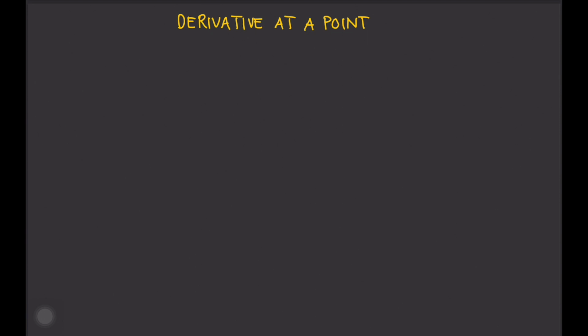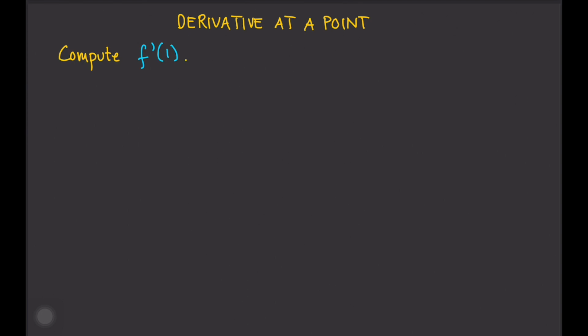So this one's derivative at a point, and the definition here is somewhat equivalent to the slope of a tangent line. And in fact, that's what we are actually doing here. To find the derivative at a point means to find the slope of the tangent line at that point. Okay, so let's have an example here.